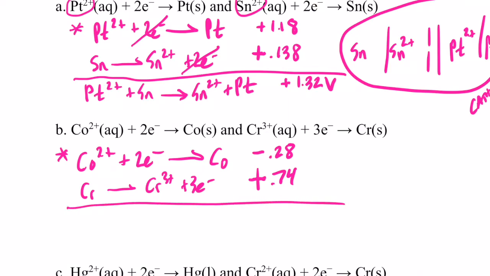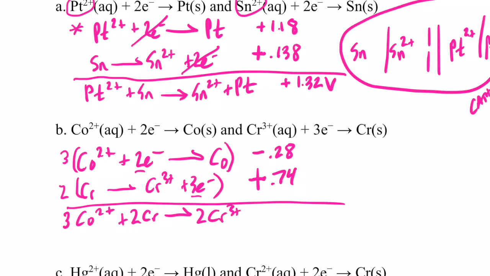Now I can add these reactions together, but this time it's not going to be quite so simple because we have 2 electrons gained and 3 electrons lost. Those need to balance. So I'm going to multiply this reaction by 3 and this reaction by 2, and that'll give us 6 gained along with 6 lost. So I will have 3 cobalt 2 pluses and 2 chromium metals becoming 2 chromium 3 pluses and 3 cobalts. So I have a 6 positive charge on the left and a 6 positive charge on the right, 3 cobalts on both sides and 2 chromiums on both sides.